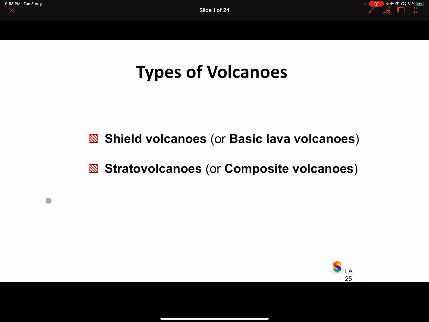Okay, welcome ladies. Today for today's lesson, we'll be dealing with only one area, which is types of volcanoes. So we'll be looking at both types of volcanoes in the syllabus, shield volcanoes as well as stratovolcanoes. Note that shield volcanoes in some texts and resources are also referred to as basic lava volcanoes. Stratovolcanoes are also referred to as composite volcanoes.